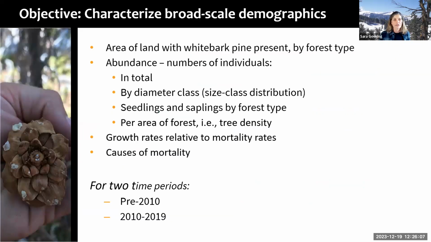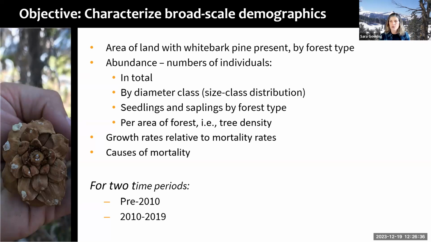The main objective in these papers was to characterize the broad scale demographics and trends in some key metrics related to whitebark pine. The first was just the area of land with whitebark pine present by forest type. We also looked at the abundance, the numbers of trees in total by diameter class, including seedlings and saplings, and also by forest type.